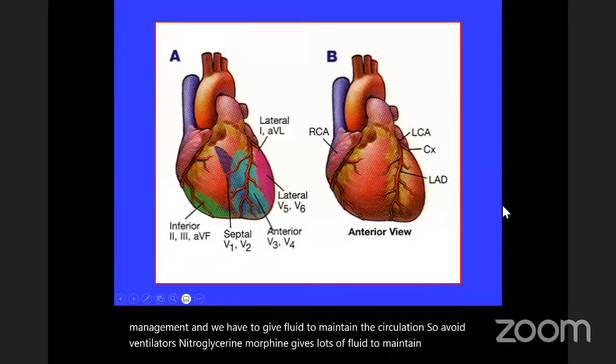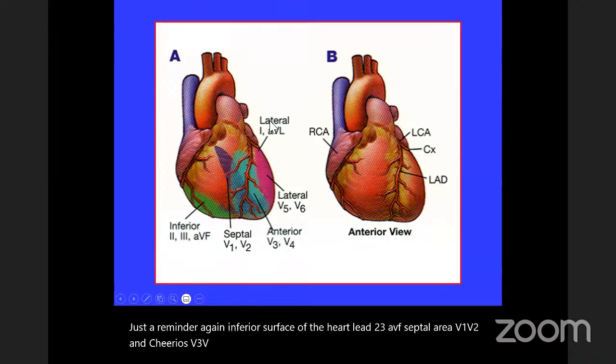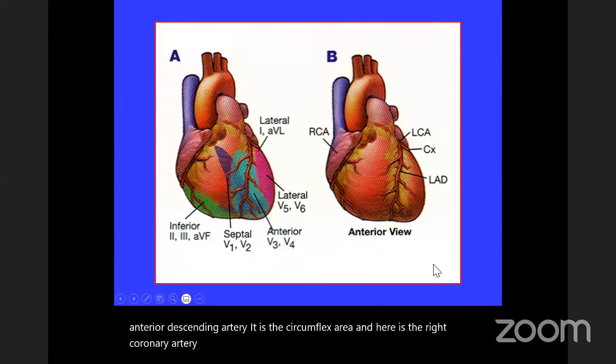Excellent. Just a reminder again, the inferior surface of the heart leads to 3 and AVF, septal area V1, V2, anterior V3, V4, lateral V5, V6, high lateral 1 and AVL. And of course, here is the left anterior descending artery, here is the circumflex area, and here is the right coronary artery. However, the circumflex sometimes can supply that area.